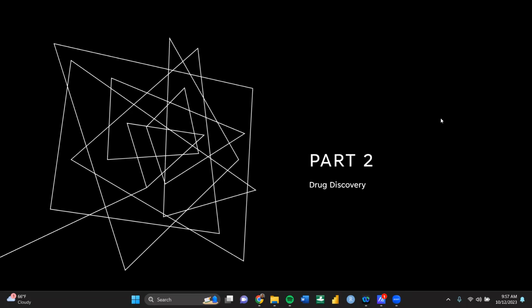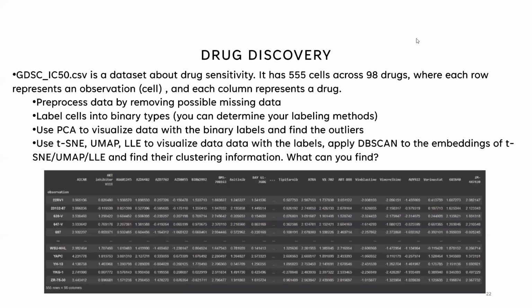So on the next slide, this is a quick summary of what the drug discovery project is. The dataset we are using is the DSC 43C8 dataset, which involves drug sensitivity. It has 555 cells across 98 drugs, where each row represents an observation or cell.